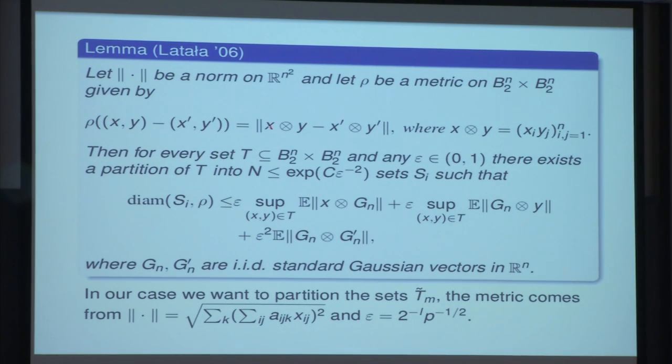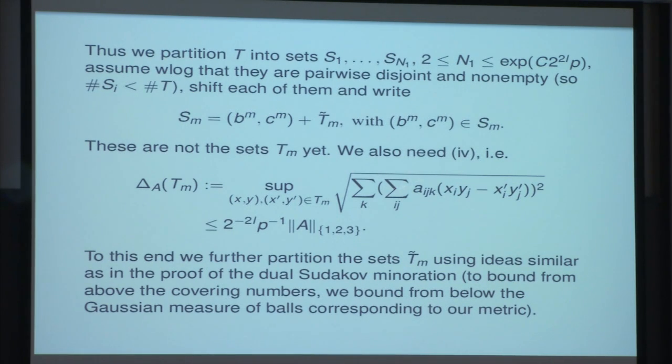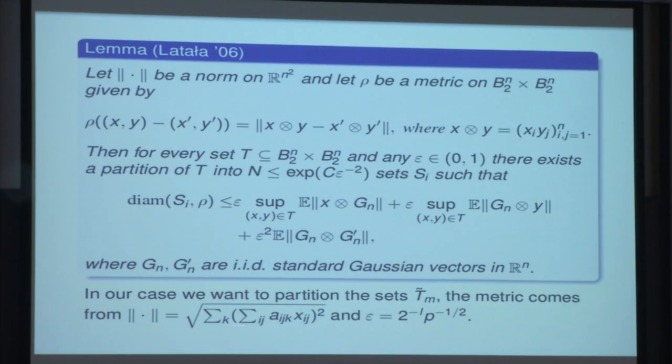And you define the metric on R^2n by this formula, between (x, y) and (x', y'), by looking at the distance with respect to this norm on R^(n^2) between the tensors. So you can see that this is exactly what happens here, and the norm is like this. This is the norm on the set of matrices x_ij. And then it turns out that, again, you can get a lower bound on some Gaussian measures using somehow the ideas from the proof of the lower bounds for the usual Sudakov minoration, and get the following partitioning, which is, well, it is more complicated.